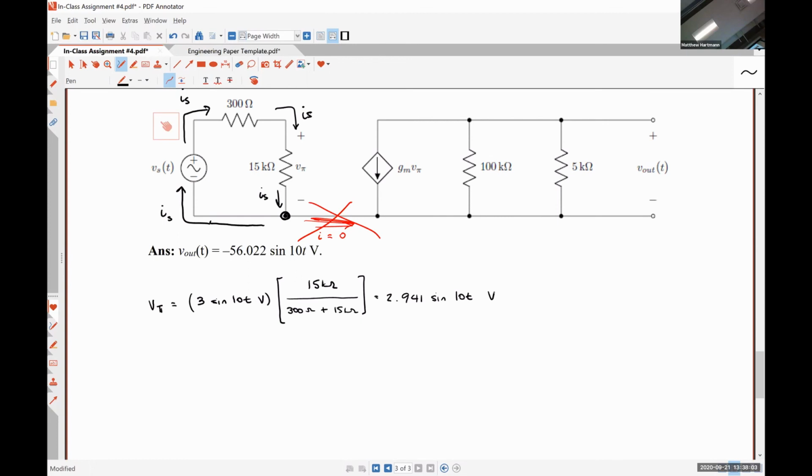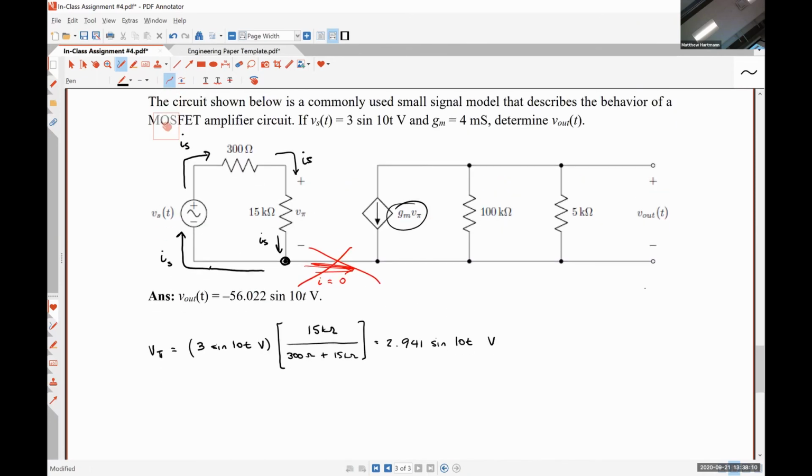now that we know what V pi is, we effectively know what this current is as well, because GM is defined in the problem statement, 4 millisiemens. So we know that the current flowing down here is simply 4 millisiemens times 2.941 sine 10t volts. So the question then is, how do I solve for the output voltage? Anybody have any ideas? Yes, sir.